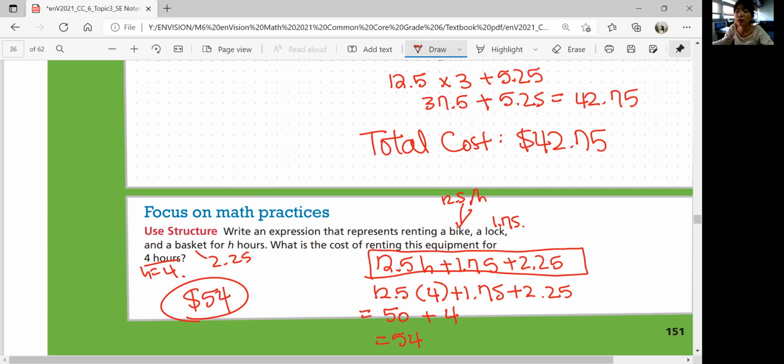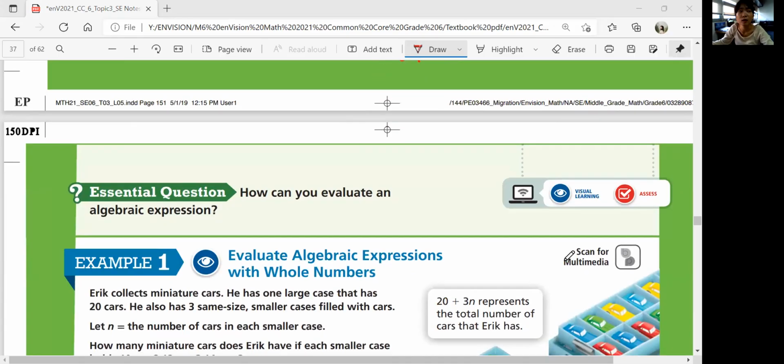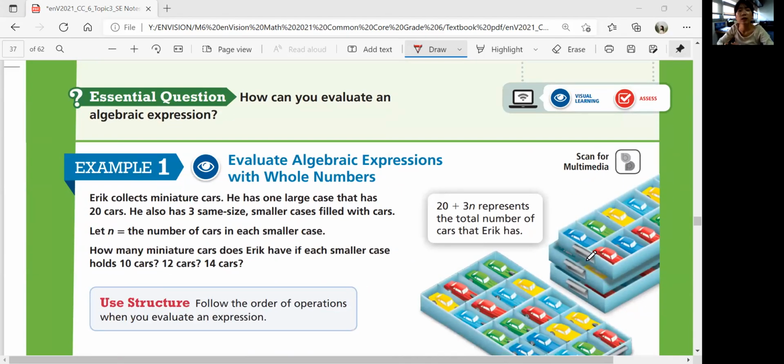Okay, first we'll write the correct expression, and then we're going to use the information given to figure out the total cost. This is what we're going to do in our lesson today. Let's look at the next page. So think about the question, how can we evaluate an algebraic expression throughout the lesson.